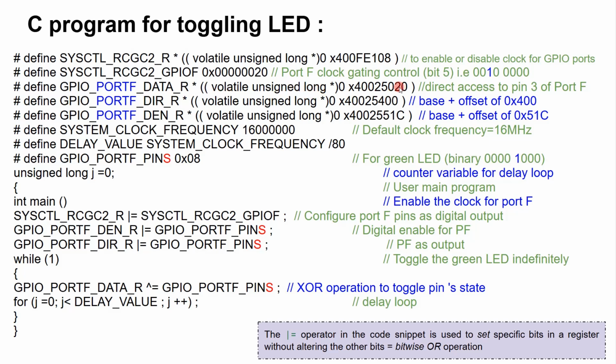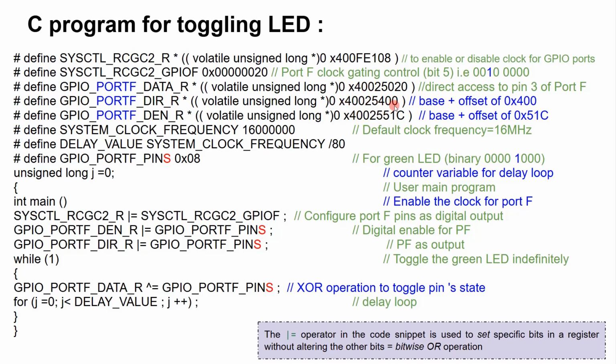Since I want to access only pin number 3 of port F, I am having the address 0x40025020. Now I explained how this address has come. If you remember, for port F, the starting address was 0x40025000. If you are using pin number 3 in particular, we are making use of an offset of 20, that is why the address is 25020. Then we define the direction, whether we want it to be acting as an input or as an output.